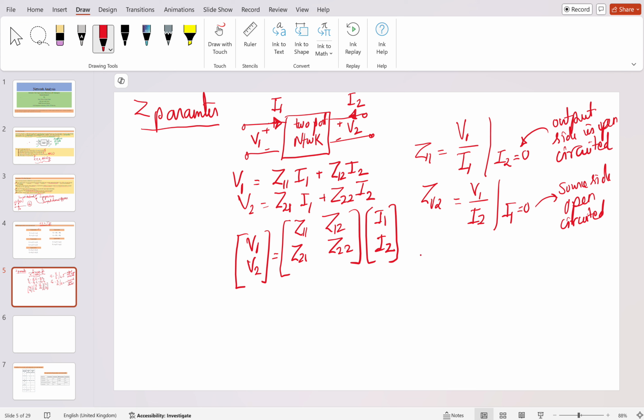So what is the value of Z21? Z21 is equal to V2 by I1 when I2 is equal to 0. And similarly, Z22 is equal to V2 by I2 when I1 is equal to 0. Here the output side is open circuited, or the input side is open circuited. Based upon that, we will get the Z11, Z12, Z21 or Z22 parameters.